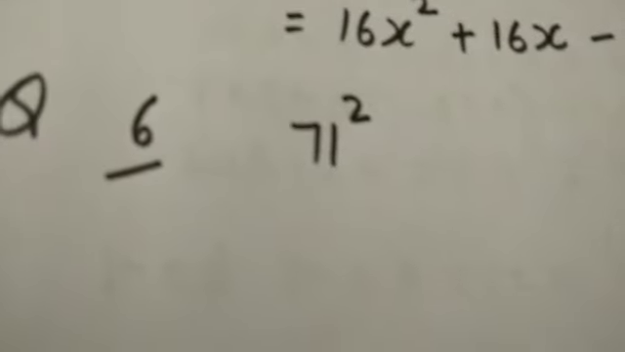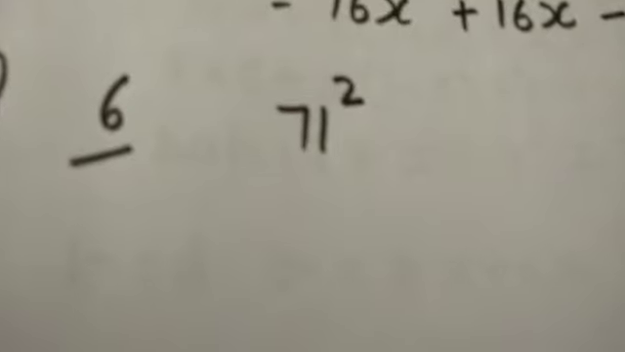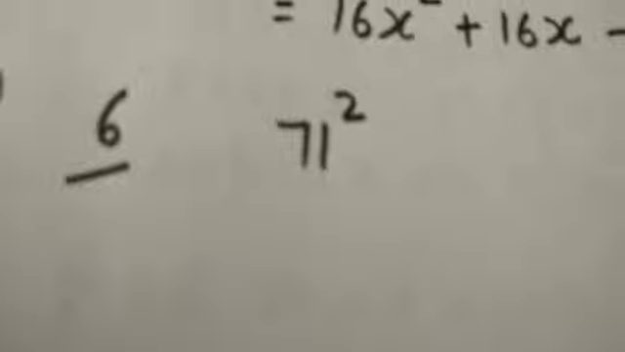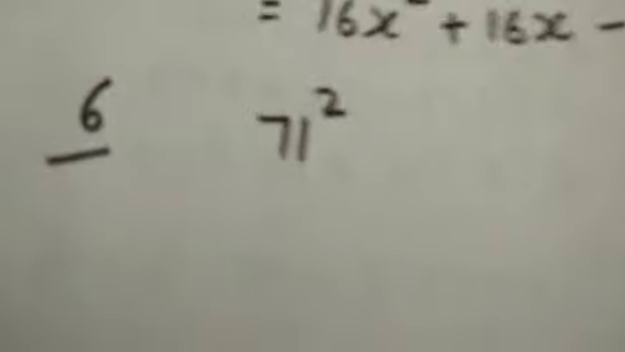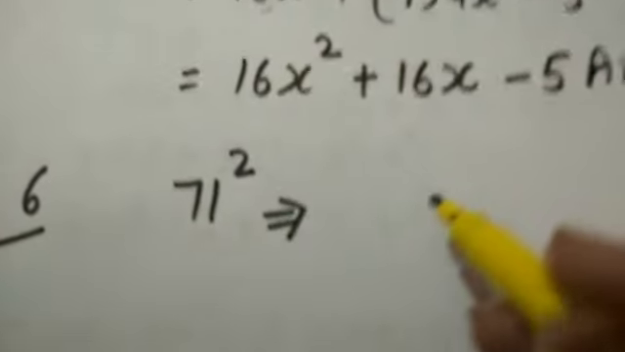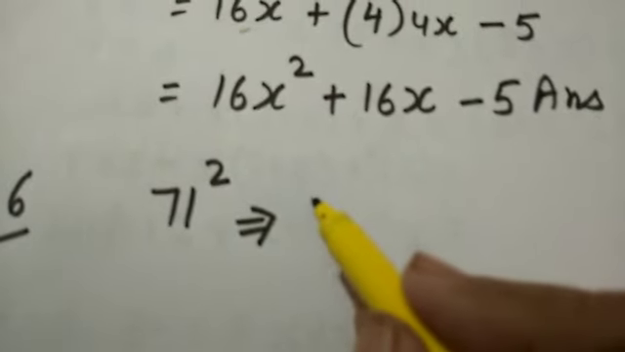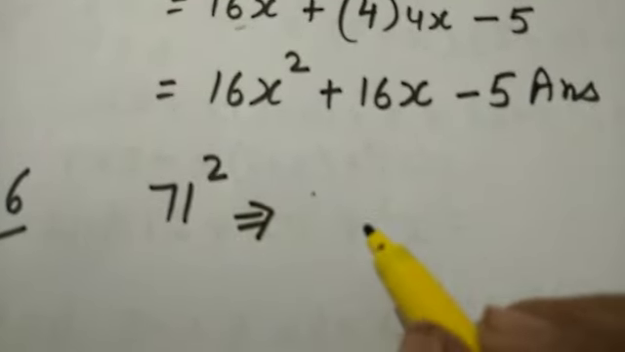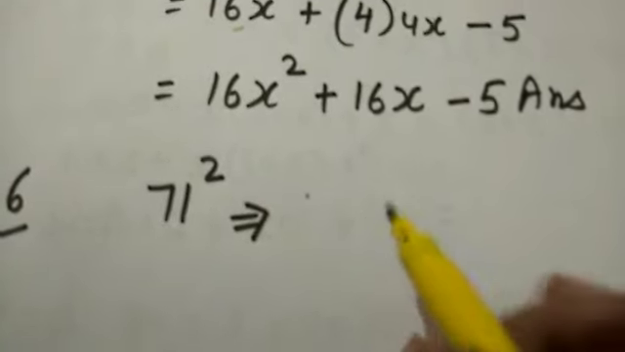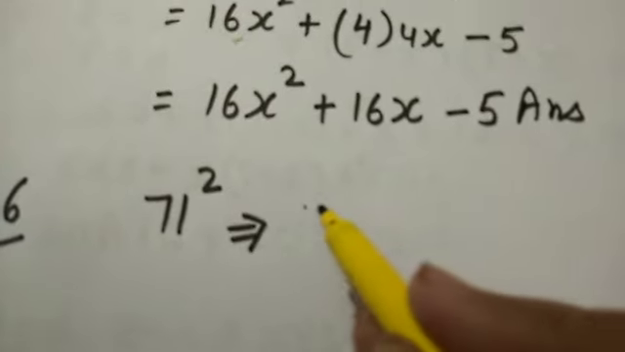Now we will be doing question number 6. Question number 4 and 5 we will be doing later on. 71 square. So we have to find out 71 square without multiplication by using identities. So 71 will split into two parts so that we can use our identities. For this question number 6 we will be using first three identities.